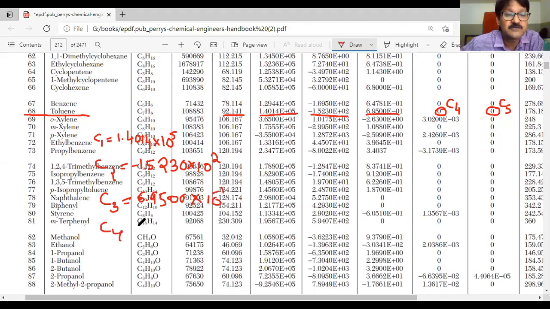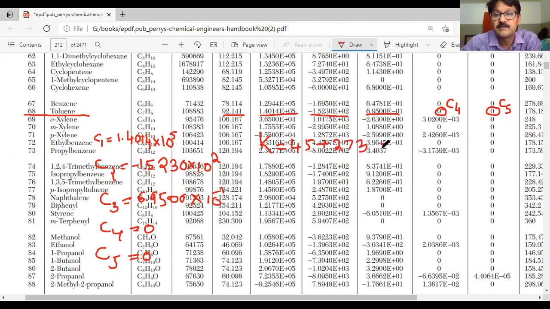C4 is 0, C5 is 0, and the average temperature of toluene is 45. So please write T is equal to 45 plus 273. You write it, how much.